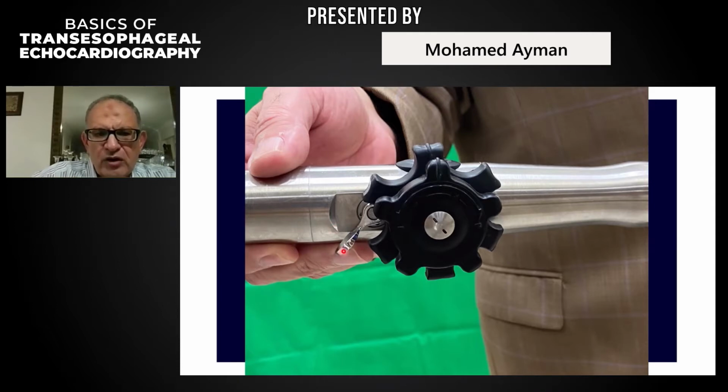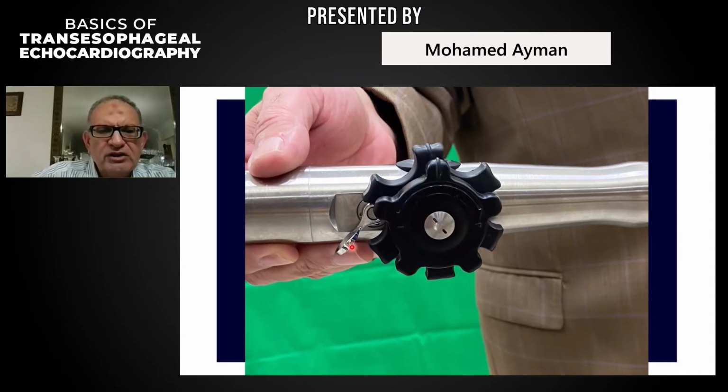If you are going to use this locker and lock your wheels, the tip of the probe will be fixed in the position you have locked in. So it's advisable while you are introducing the probe or withdrawing the probe to unlock this and let the wheels free, so that the tip of the probe will be free, and you are not going to injure the esophagus of your patient. So to start with, please unlock the wheels.